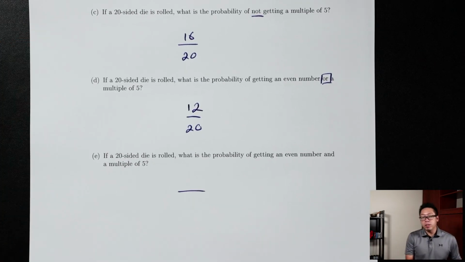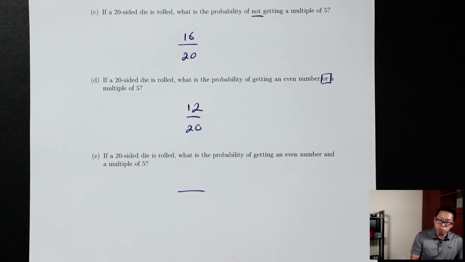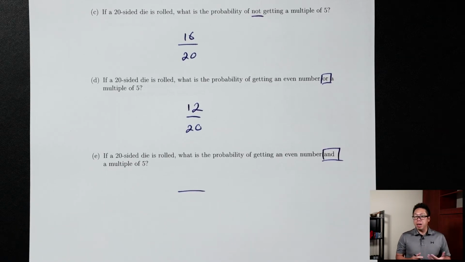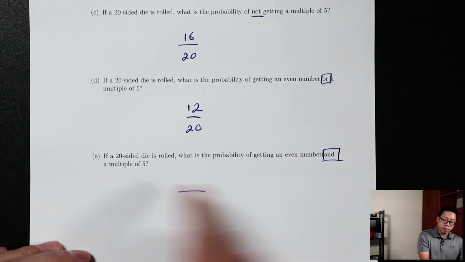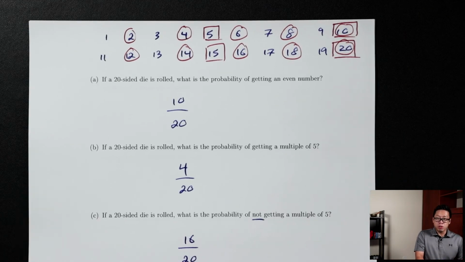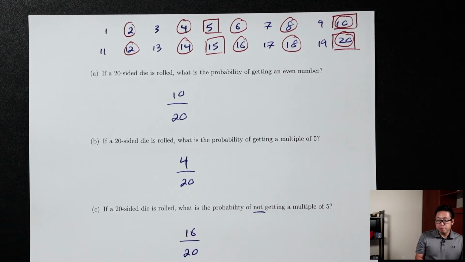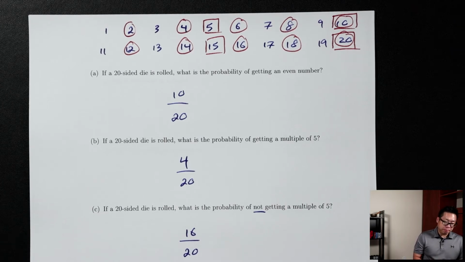Part E, if a 20-sided die is rolled, what's the probability of getting an even number and a multiple of 5? So keyword and means I need both of those things to be true at the same time. So which numbers are even and at the same time multiples of 5? So which numbers are circled and at the same time boxed? So I'm looking for numbers that have both a circle and a box on them.